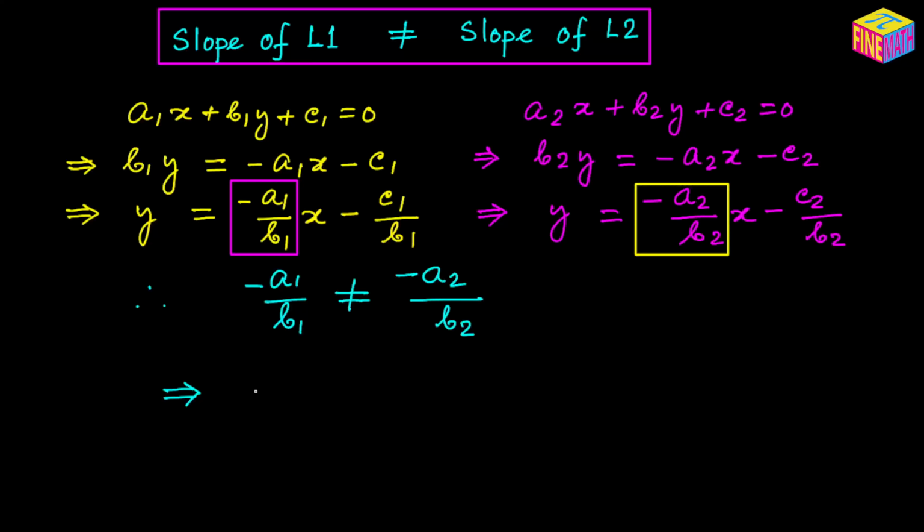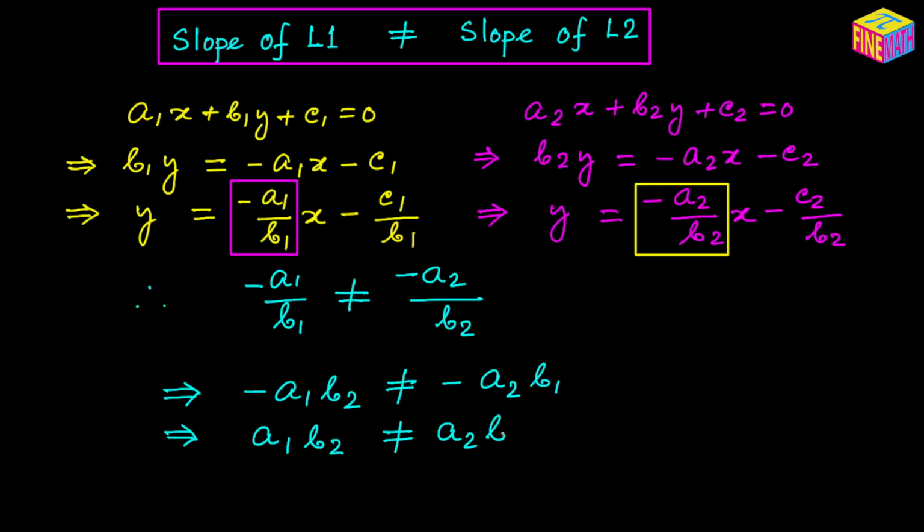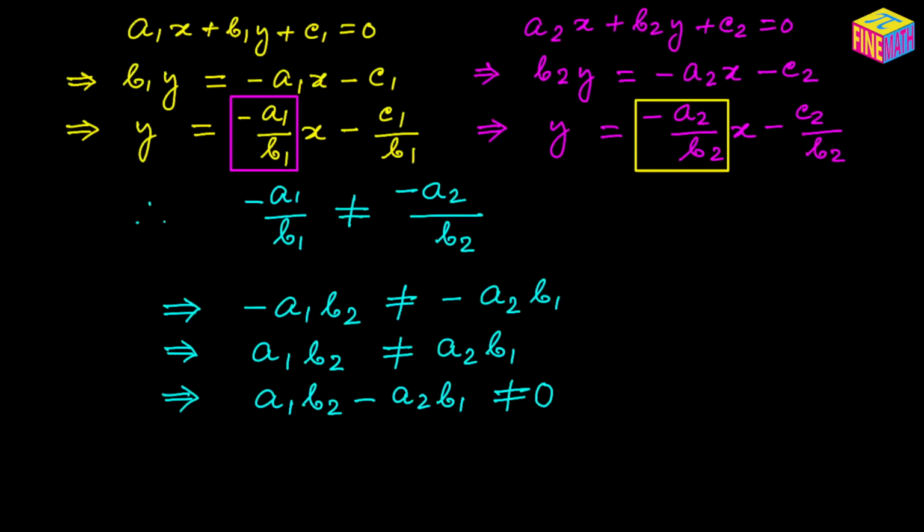So we will have negative a sub 1 times b sub 2 is not equal to negative a sub 2 times b sub 1. And if we multiply both sides by negative 1, then both terms will become positive there. So then we can say a sub 1 times b sub 2 is not equal to a sub 2 times b sub 1. And from here we can say, well, then definitely a sub 1 times b sub 2 minus a sub 2 times b sub 1, if we bring the term from the right hand side to the left hand side, is definitely not equal to 0, and that is the necessary condition.